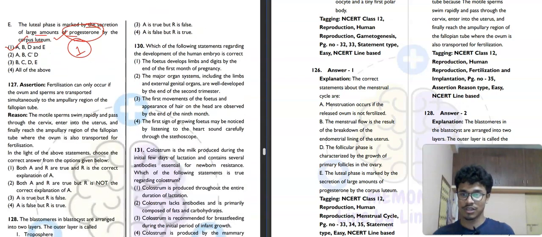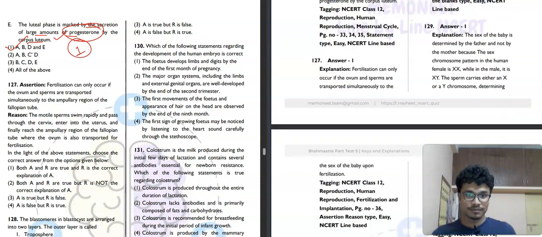Moving towards the next question, question number 127. It is saying that fertilization can only occur if the ovum and sperms are transported simultaneously. Mark this word, this is very important. Simultaneously is very important. To the ampullary region of the fallopian tube. Yes, this is absolutely correct. Fertilization can occur only when sperm and ovum both meet simultaneously at the ampullary region of the fallopian tube. Then only we can call it fertilization.